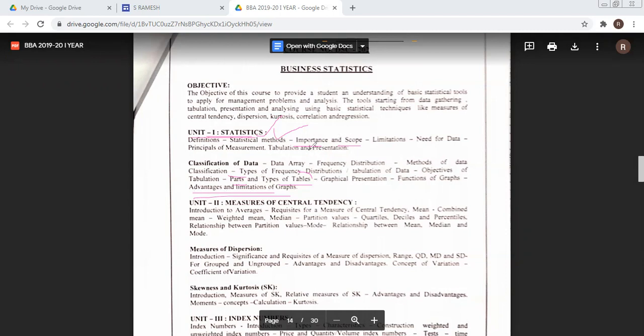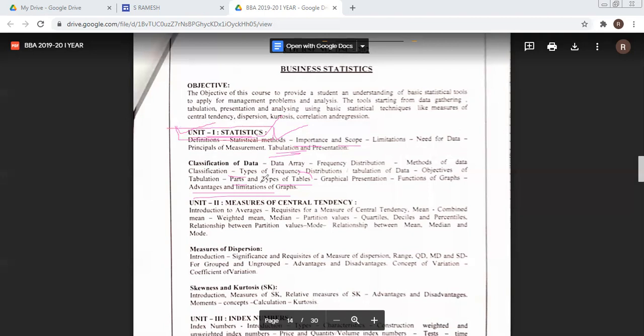What is tabulation? Explain the importance and the objectives of tabulation. These are the important questions from first unit.